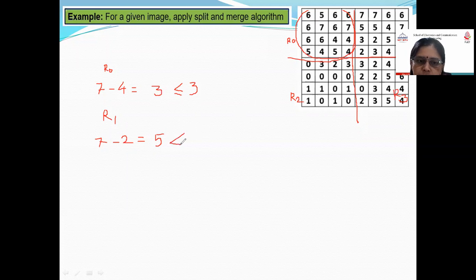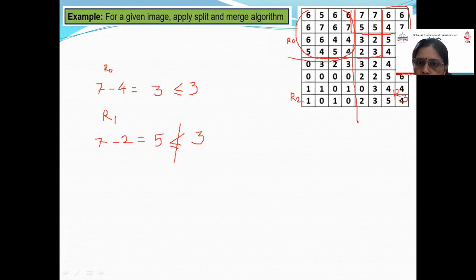This 5 is not less than or equal to 3. So the homogeneity criteria is not satisfied. Yes, Chandan, your answer is correct. So we need to split this region in the next split. So we need to apply a second split here, and after the second split, we get these regions.